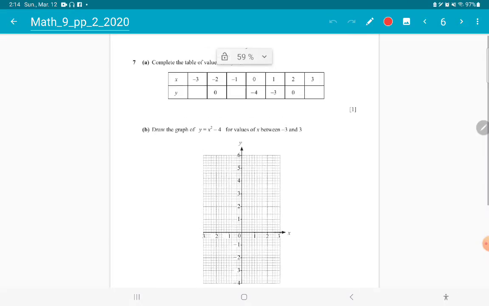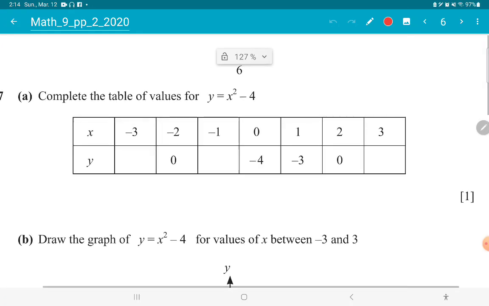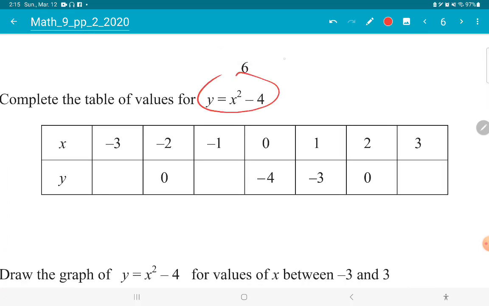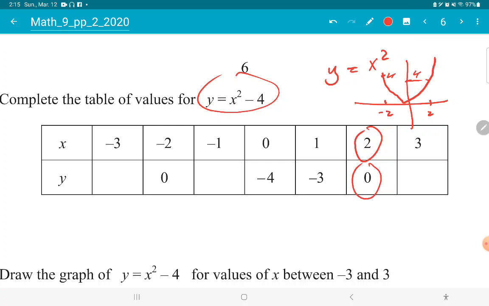And number 7. Complete the table. This is a parabola, x squared minus 4. You need to know this without calculation. Y equals x squared looks like that. Passing through 0, 0. If you have 2, you have 4. If you have minus 2, you have 4 also, because it's squared. We call it an even function, symmetric. So as you see, when x is 2, y is 0, and when x is negative, the negative sign is doing nothing.